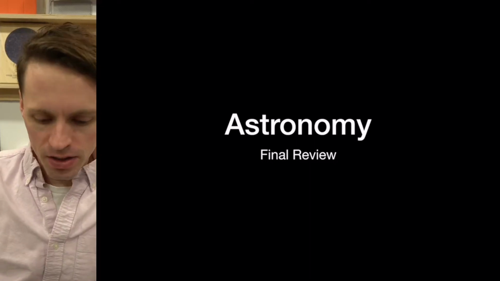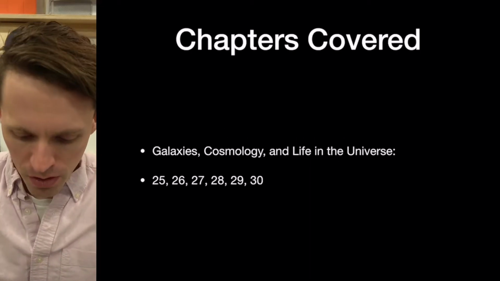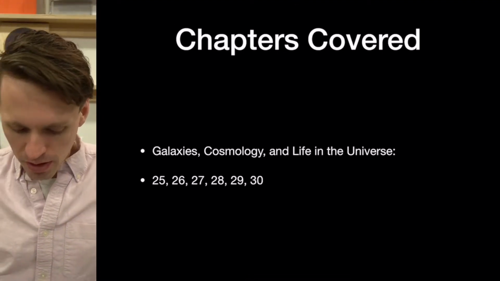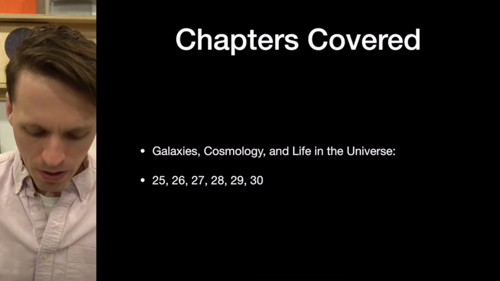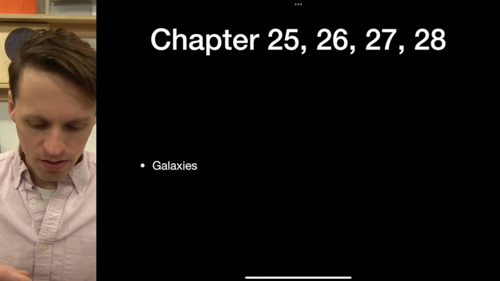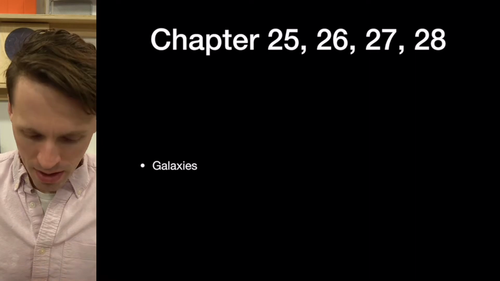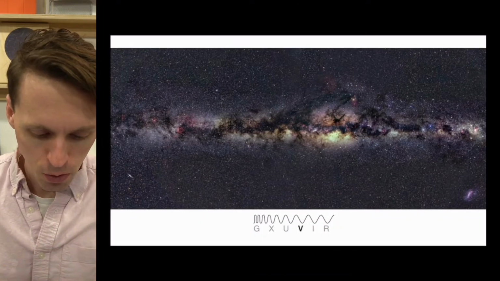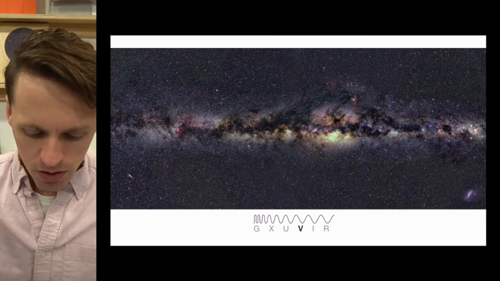Okay, hello everybody. Let's go through a quick review of everything we've talked about in the entire universe except the first few chapters, and let's focus on the last 6 chapters: Galaxies, Cosmology, and Life in the Universe. So we're going to cover chapters 25, 26, 27, 28, 29, and 30, but those first 4 are pretty much all about galaxies. So let's have a quick review.